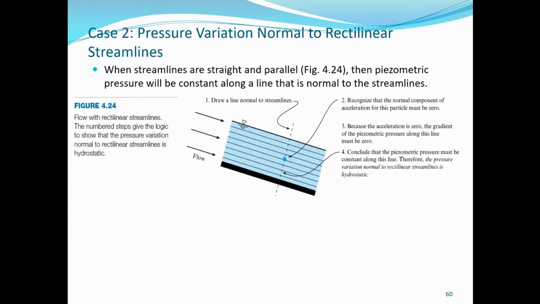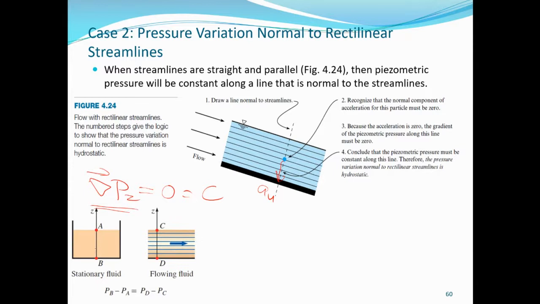If it is perpendicular, then we have to look at the acceleration in the perpendicular sense, which is the AN, the normal acceleration, which we say is 0 when the streamline is horizontal, because the radius of curvature is infinity. So here we said because it is 0, delta P, del P over del Z is 0, so it's equal to a constant. If it is constant, this is the same thing as we have in static fluid.